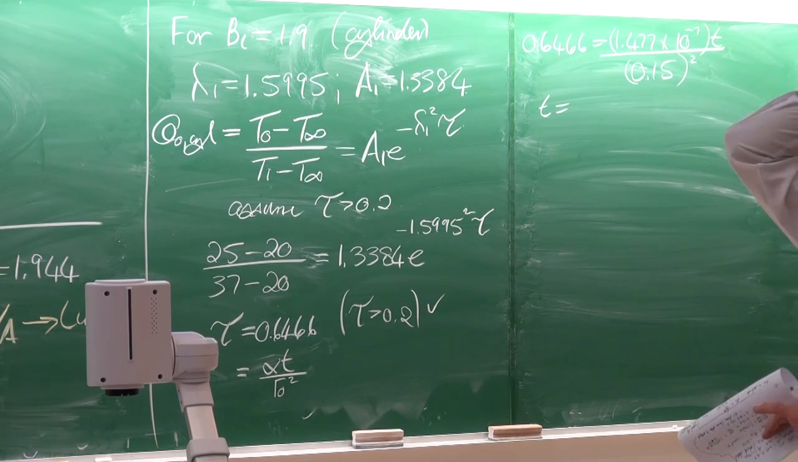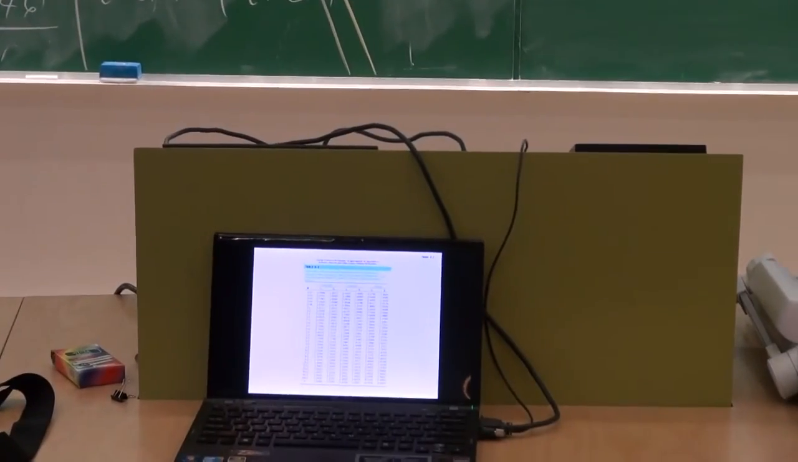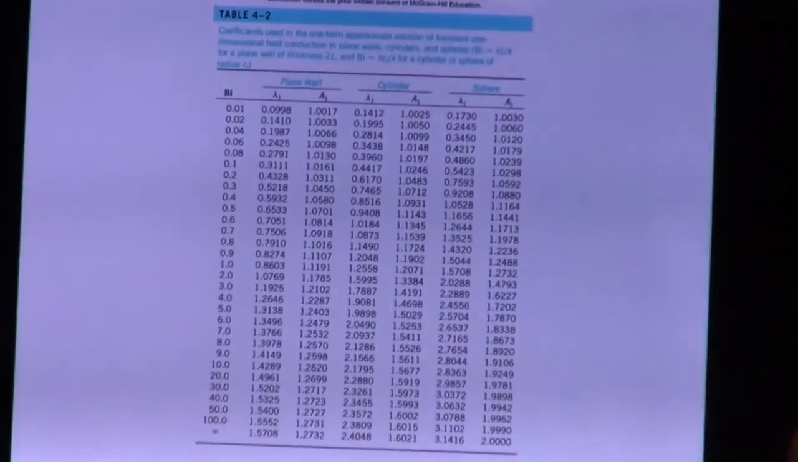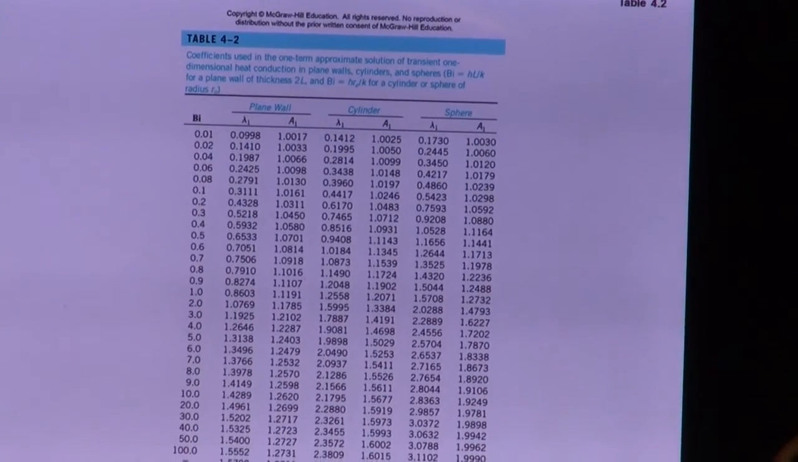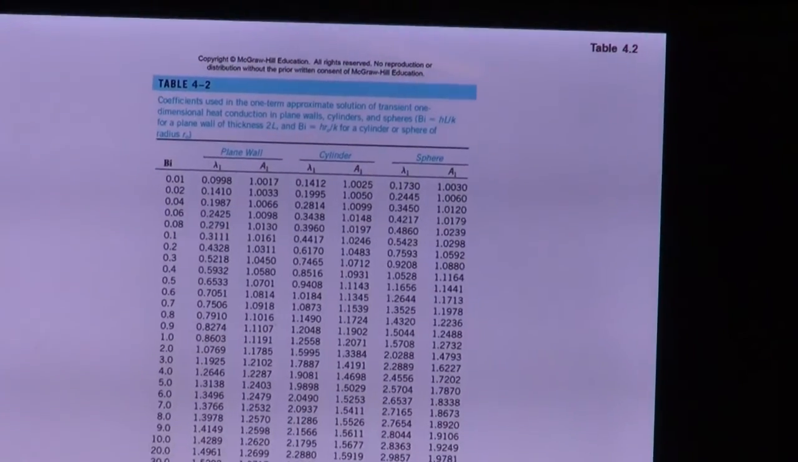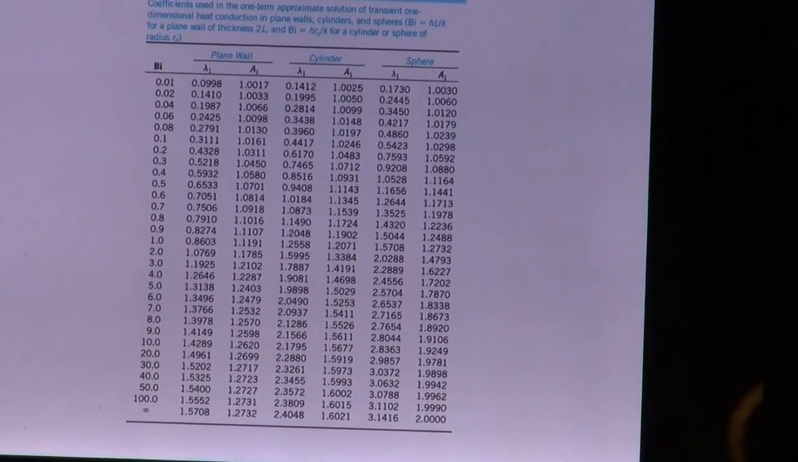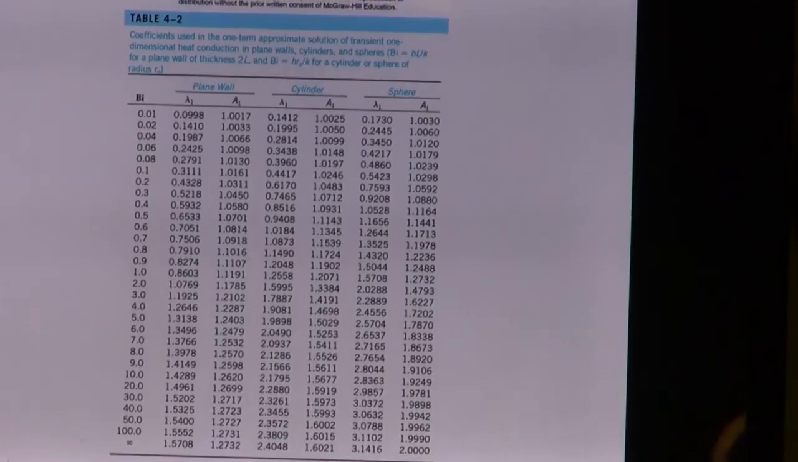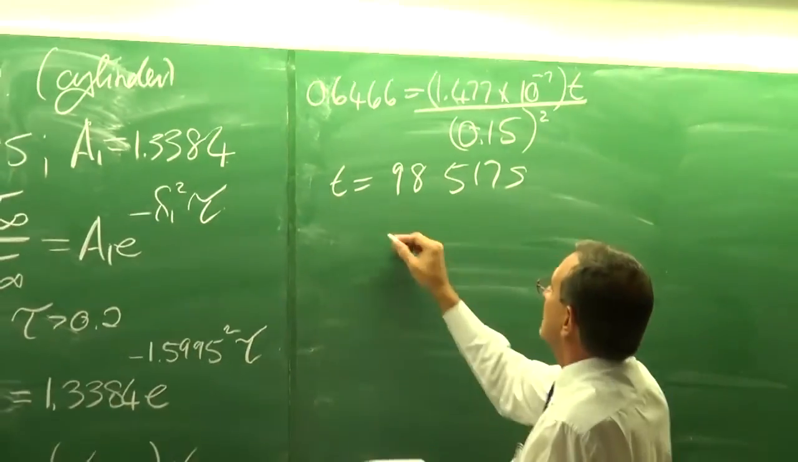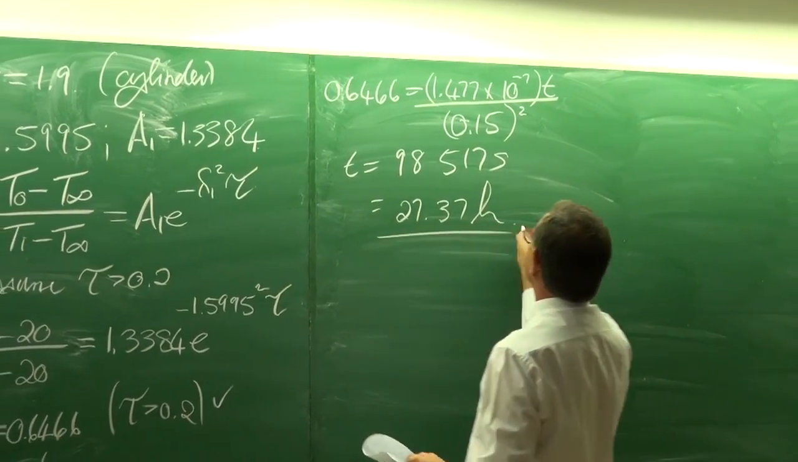If you look at the values between, let's say, 2 and 3, you'll see that in general, the values are actually quite close to each other, okay? And therefore interpolation is fine. Or you can just select the nearest one. But if they are far away from each other, then you have to be careful and maybe you have to go and solve the equation. Right, so the time is then equal to 98,517 minutes, and that is 27.37 hours ago.